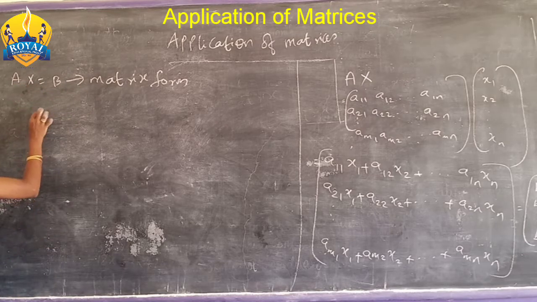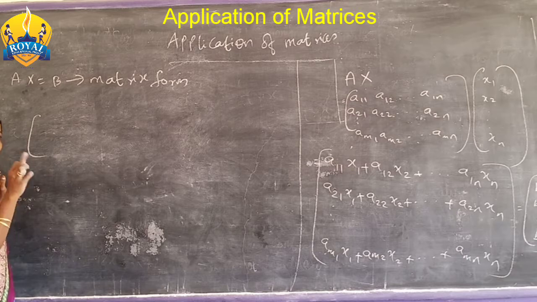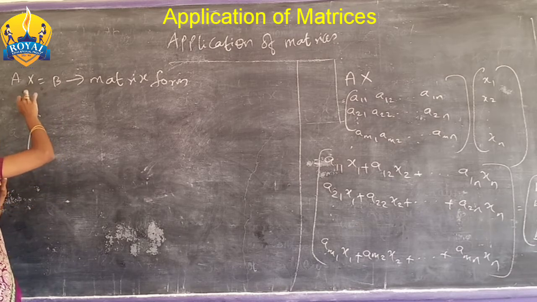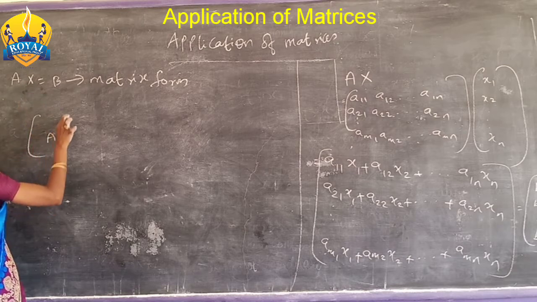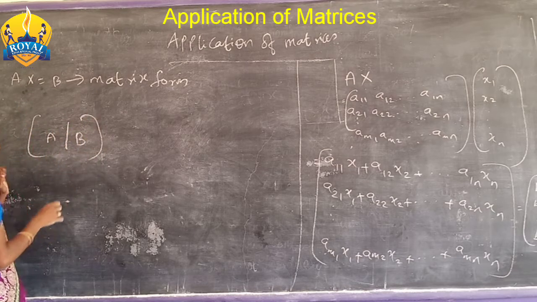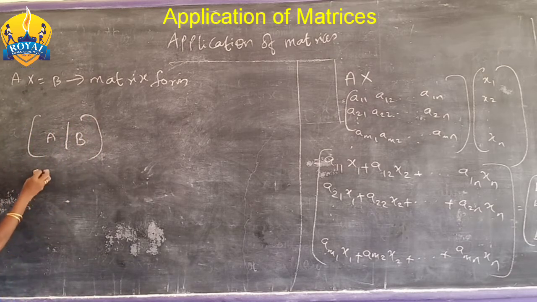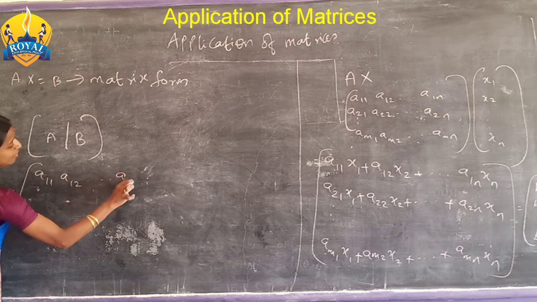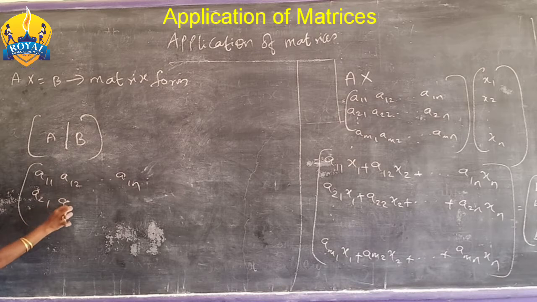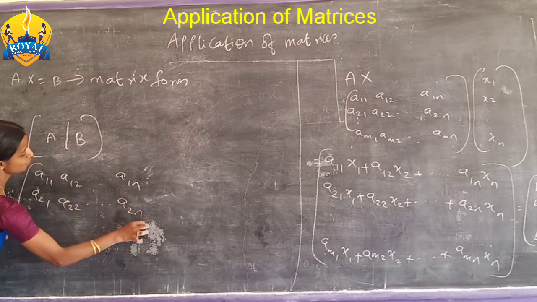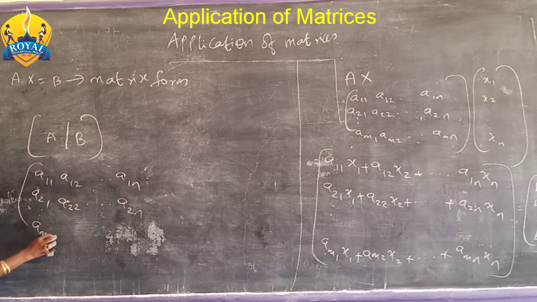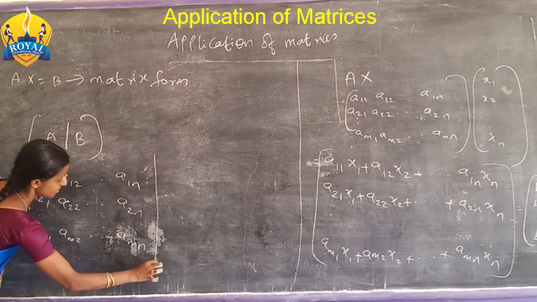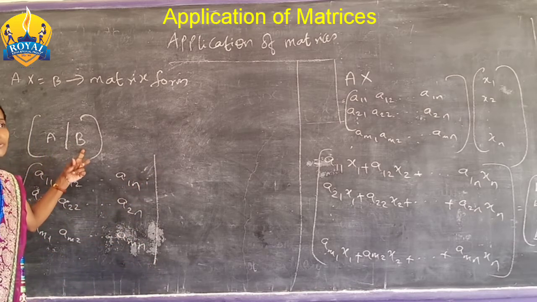Now suppose I augment the constant matrix together with the coefficient matrix, that is called the augmented matrix. So the augmented matrix I have in the form of a11, a12, etc., a1n, a21, a22, etc., a2n, etc., am1, am2, etc., amn, slash, my values of the constant matrix.